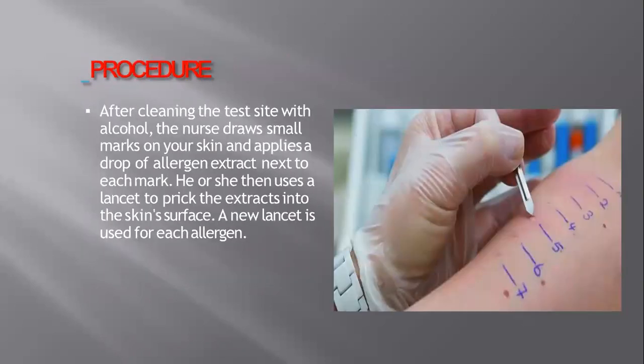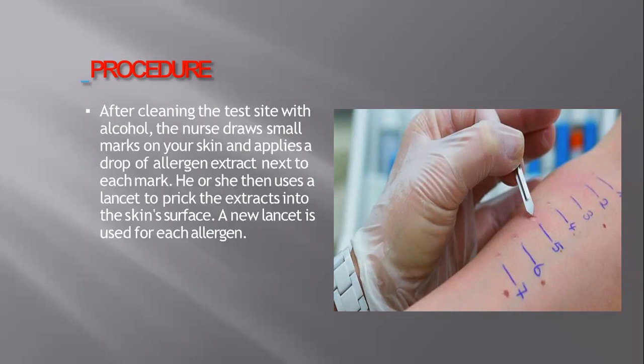So we'll move on to the procedure. First, we select the skin site: for an adult it is the forearm, and for a child it is the upper back. First and foremost, we clean the area. In the example here, the forearm, the nurse cleans it with alcohol, which we can take as spirit. After cleaning, the nurse draws small marks numbered 1 to 8, as you can see in the image.